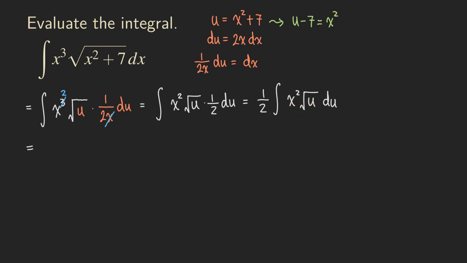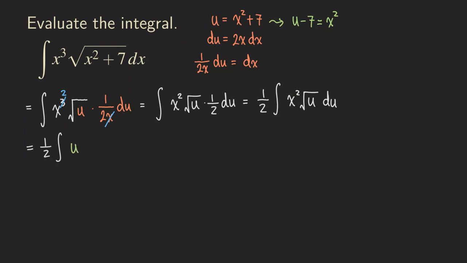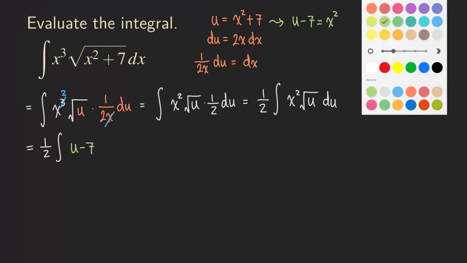So it becomes 1 over 2 integral of now u minus 7. So I'm going to replace that by u minus 7 here, u minus 7.